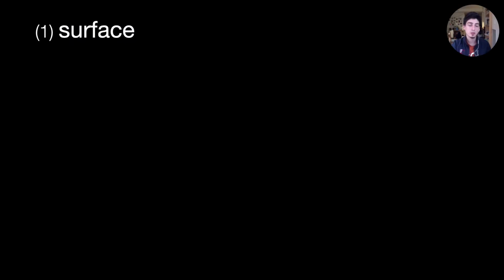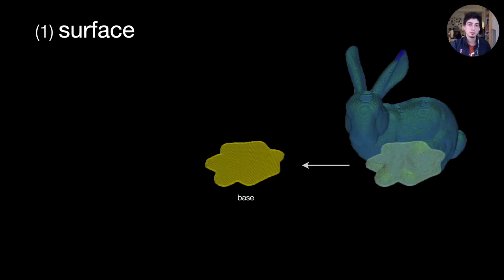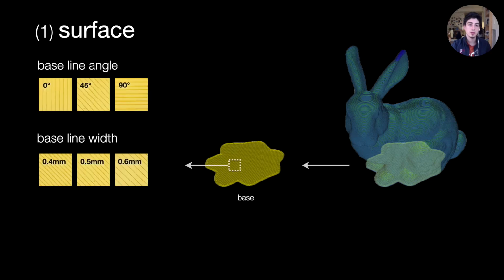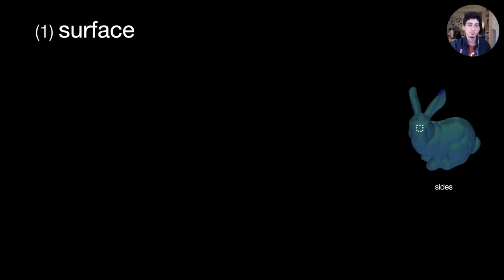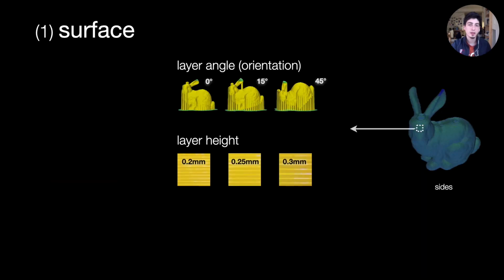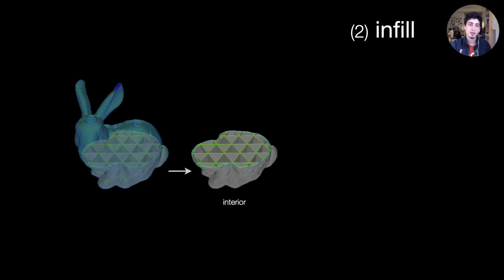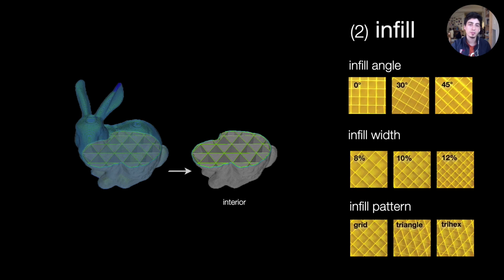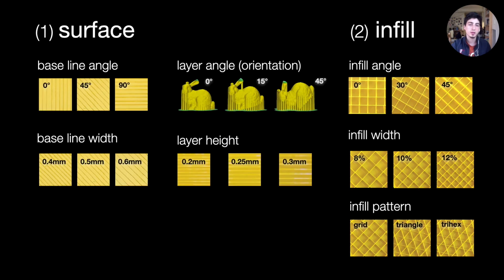Let's start with the surface-related parameters. For the base surface, we can vary the line angle and the line width. For the side surface, we can vary the layer angles by reorienting the object and the layer height. For the infill, we can vary the angle, the width, and the pattern. Here is an overview again of all of these parameters.